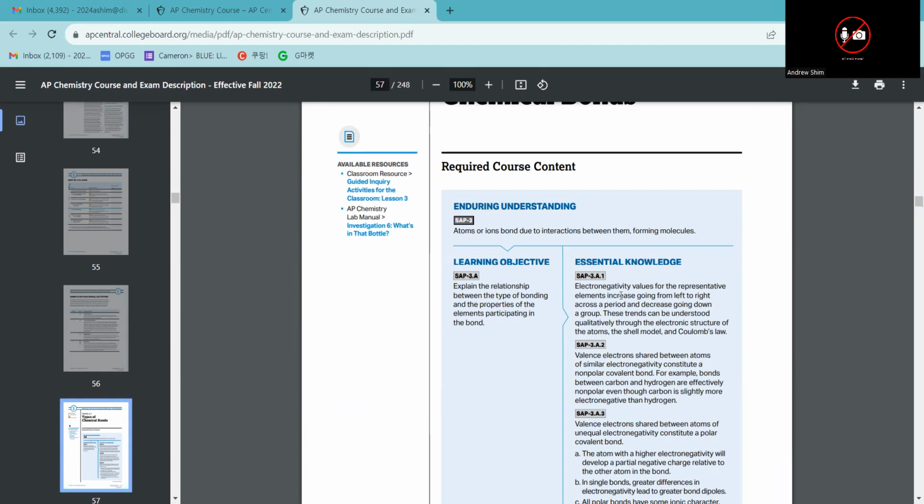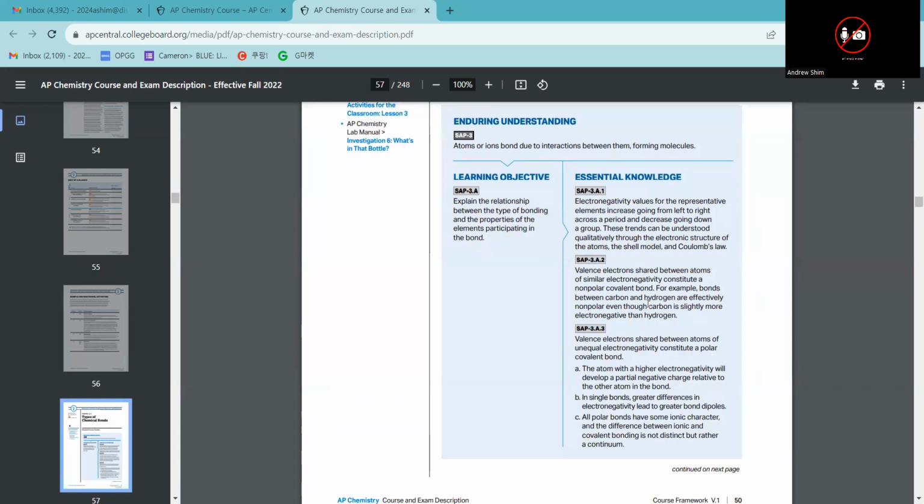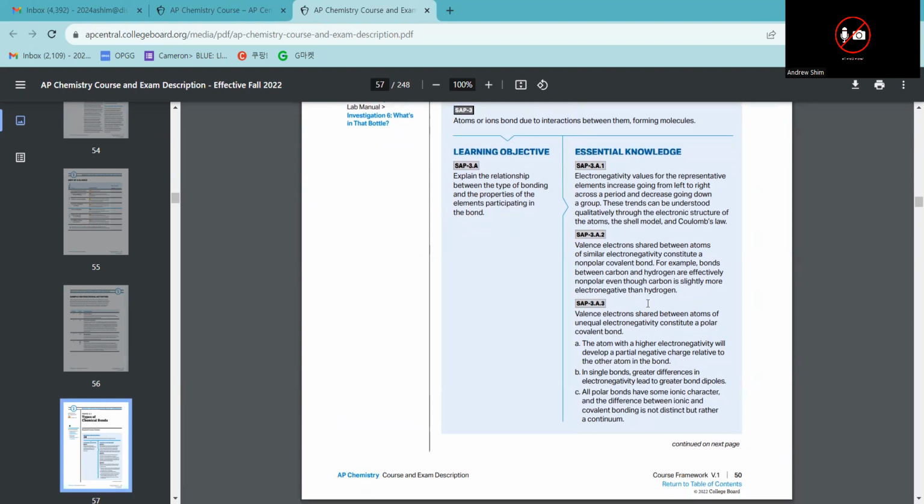The first one talks about how electronegativity values for the representative elements increase going left to right across a period and decrease going down the group. These trends can be understood qualitatively using Coulomb's law. The valence electrons shared between atoms of similar electronegativity constitute a nonpolar covalent bond, and vice versa would be the polar covalent bonds.